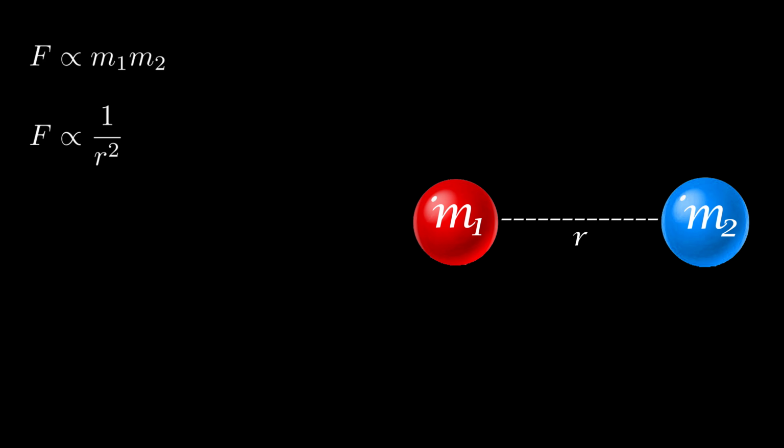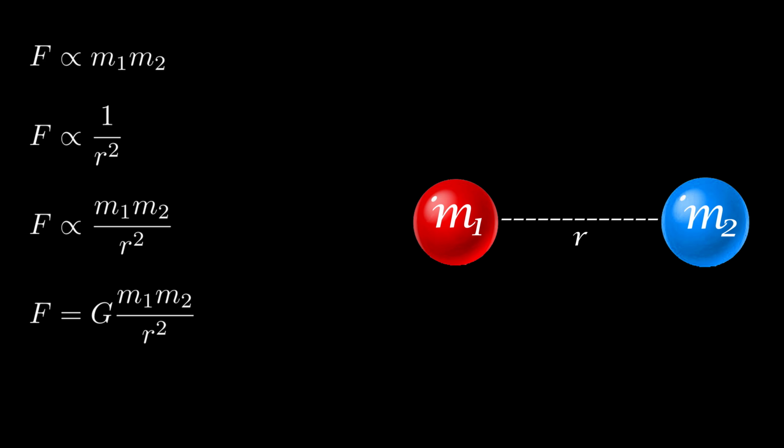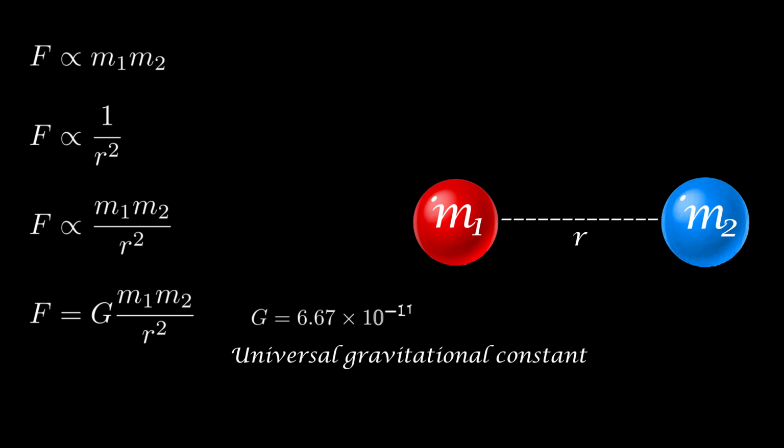Combining these two together, we get force is proportional to m1 m2 divided by r square. Removing the sign of proportionality, we get a constant of proportionality G, and therefore our equation becomes F is equal to G m1 m2 over r square. This constant of proportionality G is called the universal gravitational constant and is equal to 6.67 into 10 raised to power minus 11 Newton meter square kilogram square inverse.